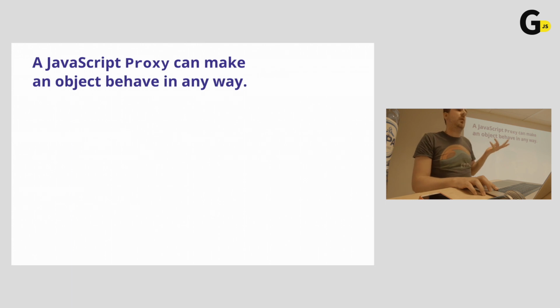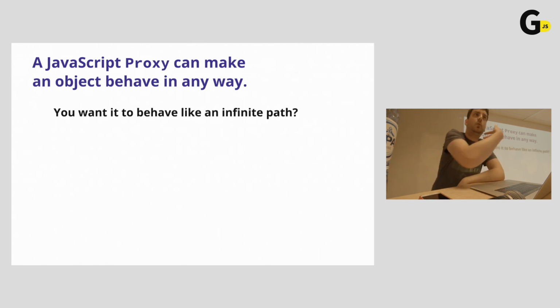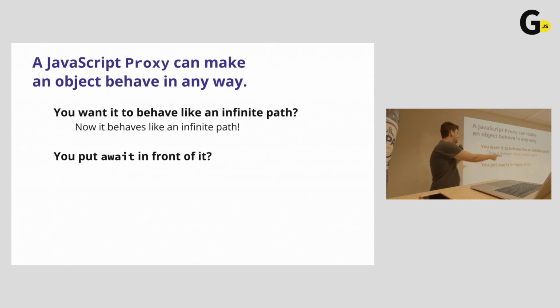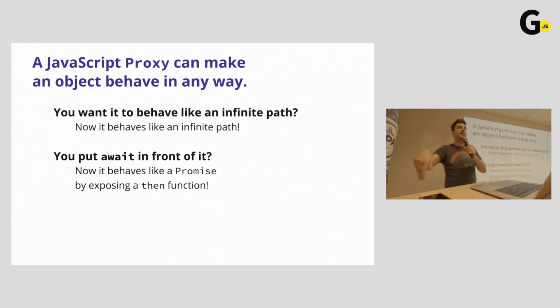How does the proxy thing work? Well, basically, if you want it to behave like an infinite path, it will behave like an infinite path. So a proxy gives you the ability to make any object behave in any way. So how did the trick with await and so on work? Well, actually, if I put await in front of it, then the object behaves like a promise. And all I have to do is just add a virtual then function, and suddenly I can go to the web. So that's what's happening.